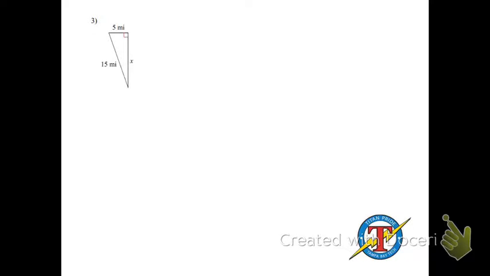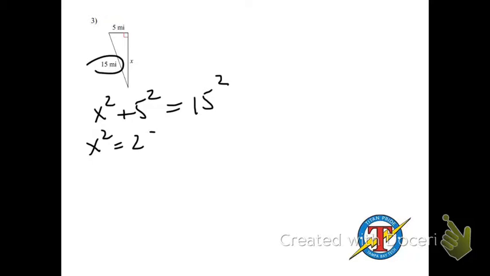Okay? So we're still going to do the Pythagorean theorem. And for this one, c, my longest side, is 15. So a squared plus b squared, and it doesn't matter which order you write those two, equals c squared. So x squared plus 25 equals 15 squared. You remember what that was? 225. Okay, subtract 25 on both sides.